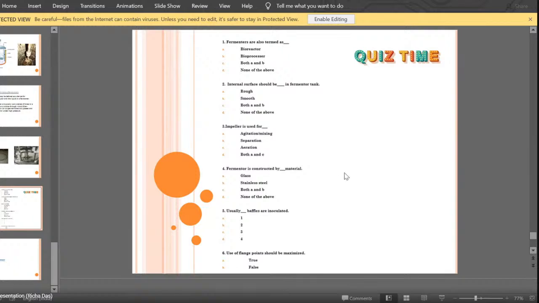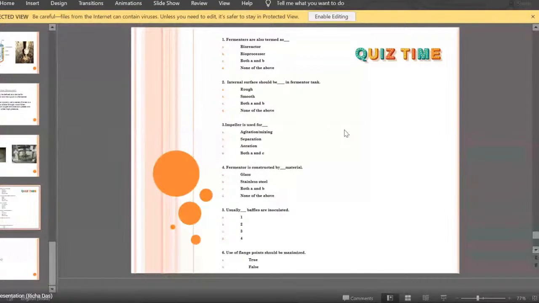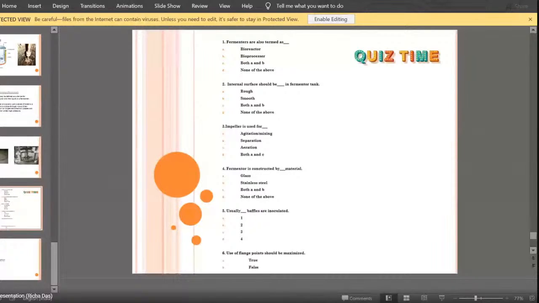The first question is that fermenters are also termed as dash. Options are bioreactor, bioprocessor, both A and B, and none of the above. You can either unmute yourselves or you can write it in the chat box as well. Anything can be fine.